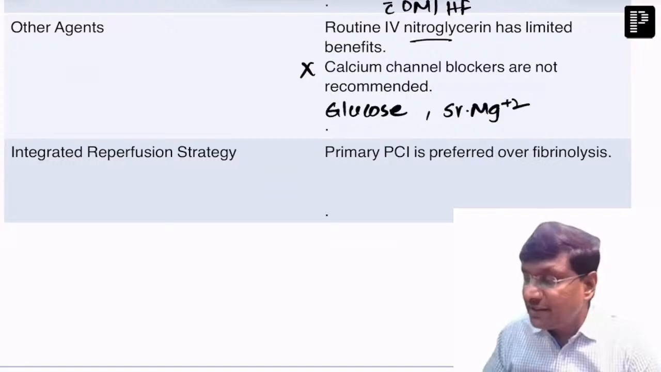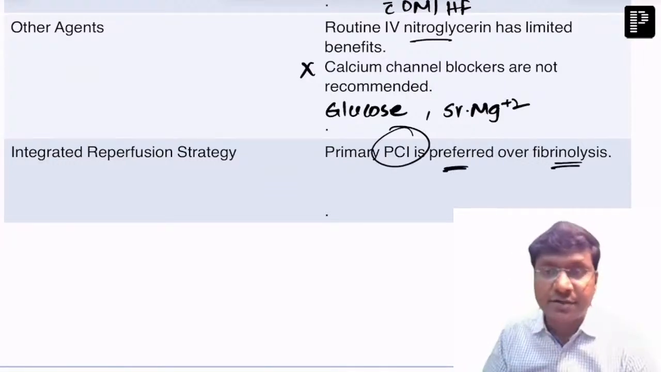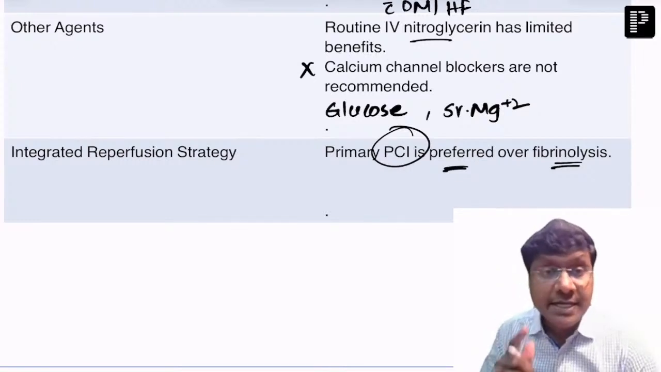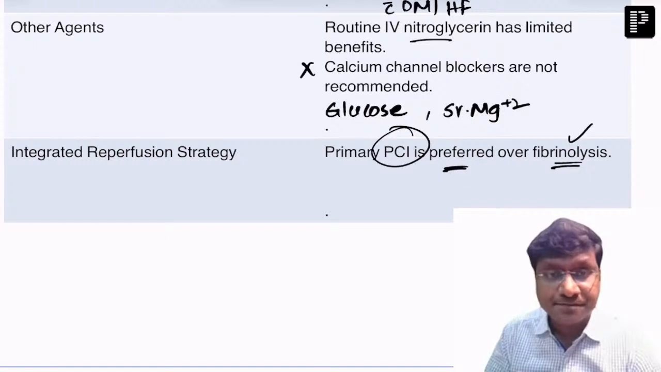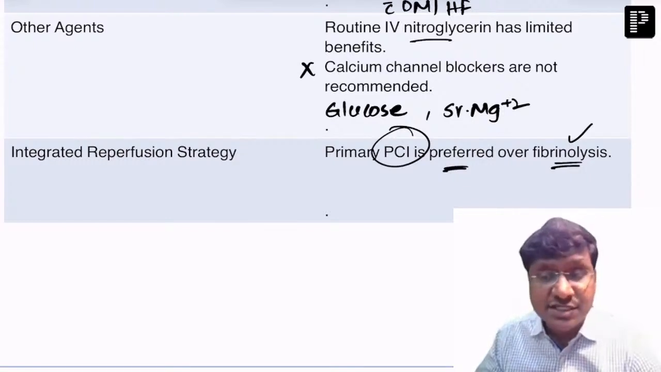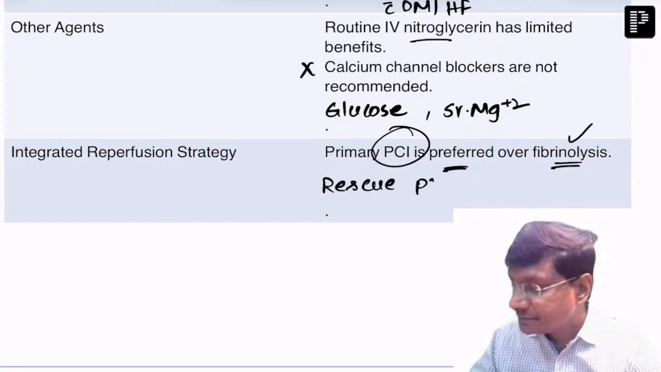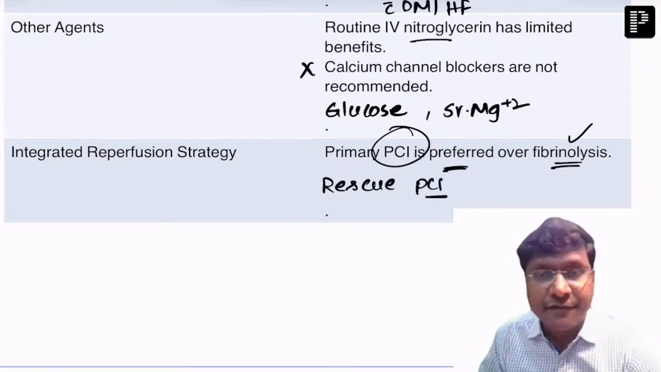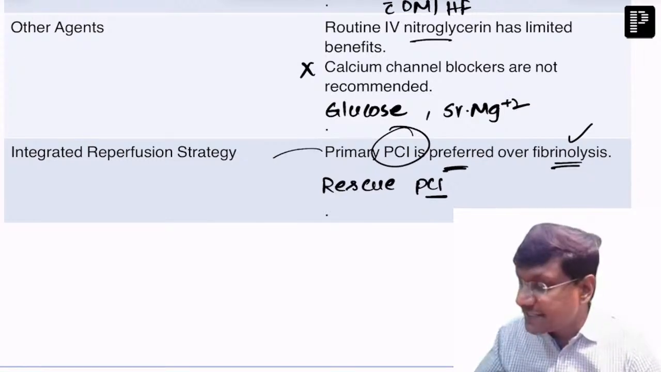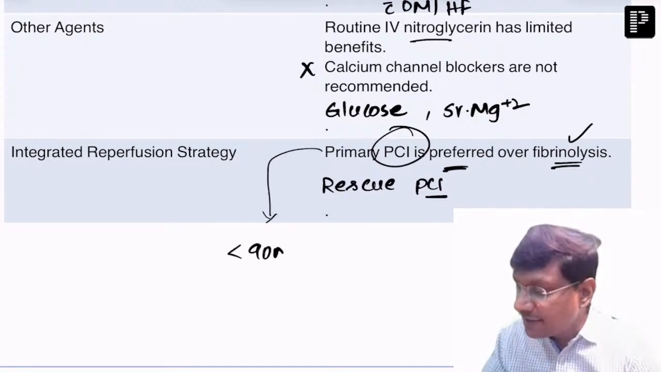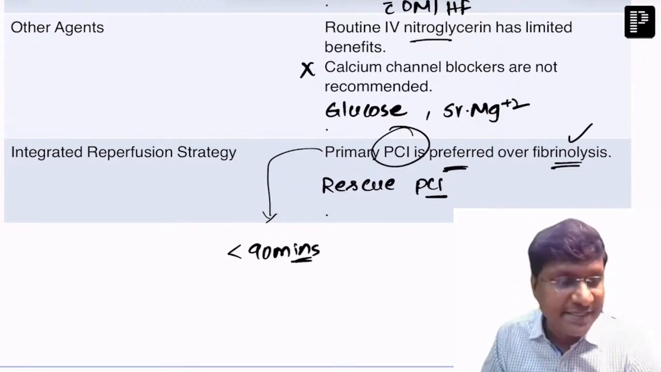Okay. And between the PCI and thrombolytic therapy, which is more preferred? The PCI is preferred over the fibrinolysis. Now, if the fibrinolysis has failed, then rescue PCI should be done. Right? Rescue PCI should be done for failed fibrinolysis. And this PCI should be done within 90 minutes of the arrival into the hospital. So this is about the PCI.